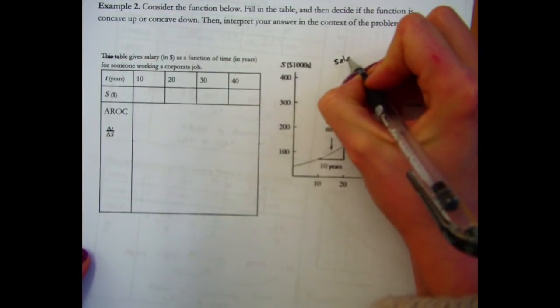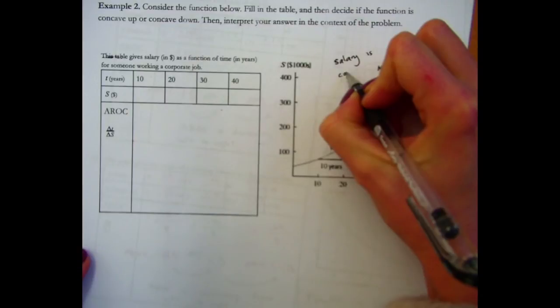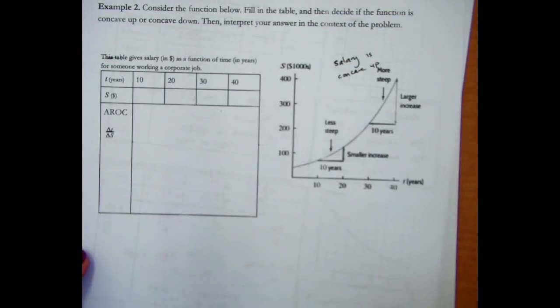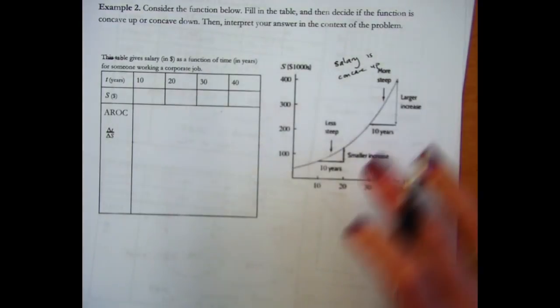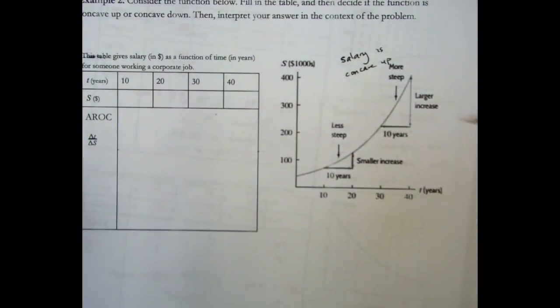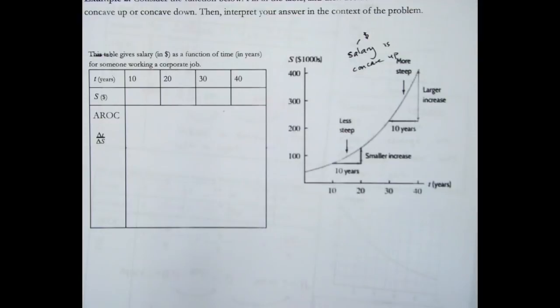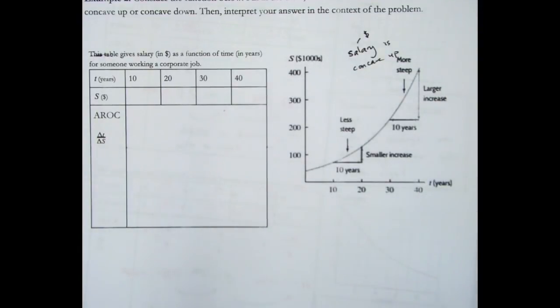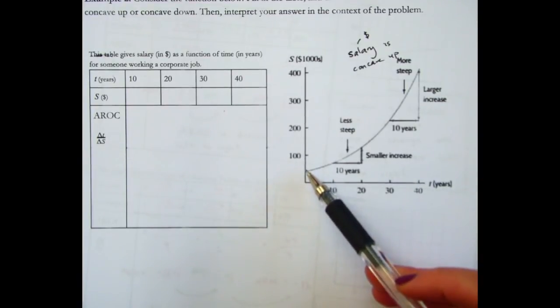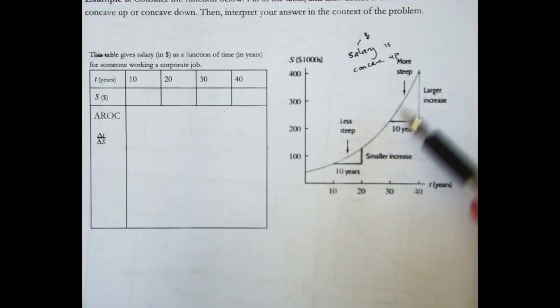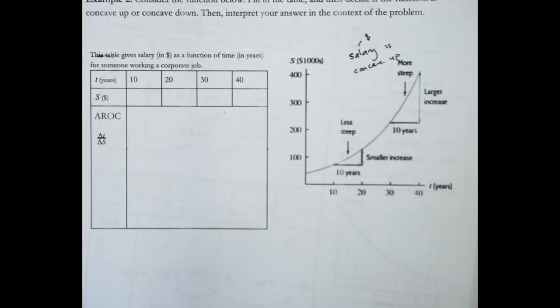In general, salary is concave up. And by the way, salary is just a fancy word of how much money you make. So you're working at a certain job, your salary or how much money you make tends to be concave up over time. So what does that mean? Well, in general, it means that your salary is increasing over time. You're making more money as time passes, which is a good thing. You want to be making more money as you work for a company for longer, not less money.